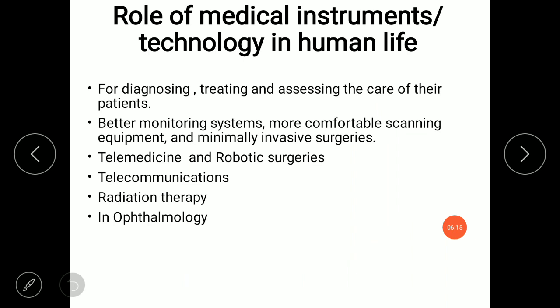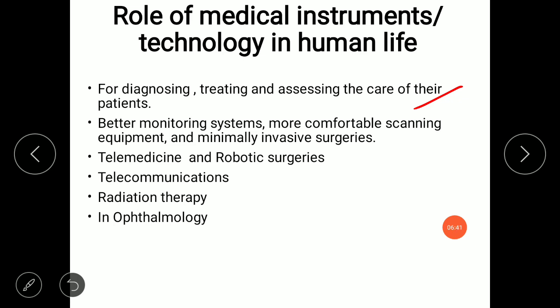Now in the next slide I will tell you the role of medical instruments or technology in human life, meaning how these biomedical instruments are impacting human life. Here I have written certain points. The biomedical instruments, or medical instruments or technologies, are used for better diagnosing, treating, and assessing the care of patients. As a result, an overall improvement in the quality of life of human beings can be seen.